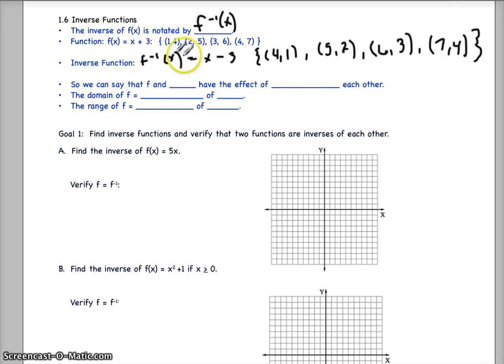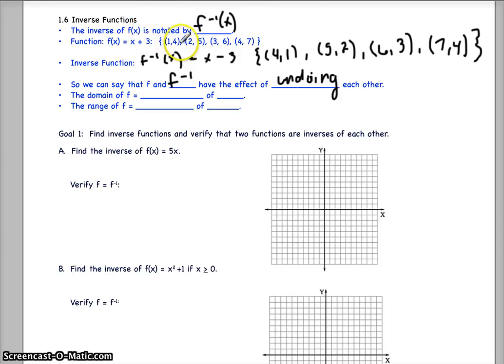Well, we had an ordered pair of 1, 4, and in the inverse, the ordered pair is 4, 1. In the original, 2, 5. In the inverse, 5, 2. In the original, 3, 6. In the inverse, 6, 3, 4, 7, and 7, 4. So what happened? We can say that f and f inverse have the effect of undoing each other. Positive 3 undoes minus 3. Minus 3 undoes plus 3.